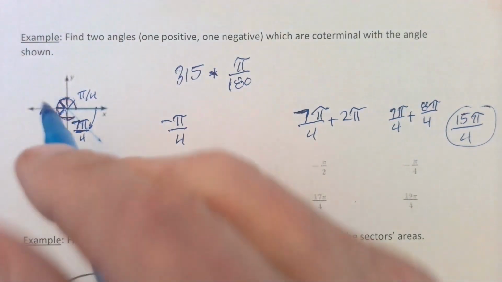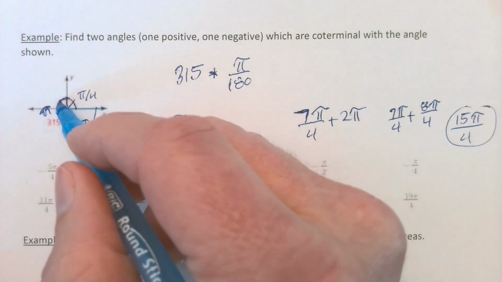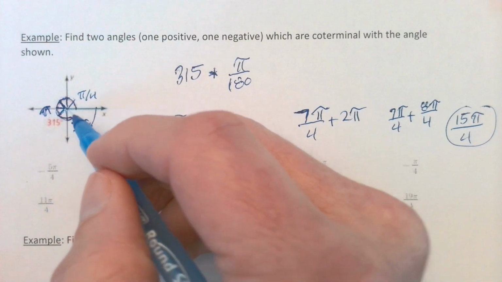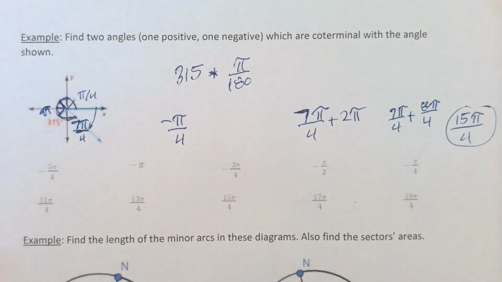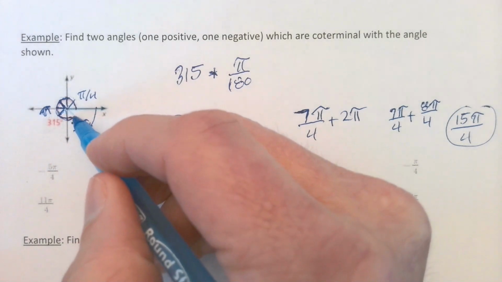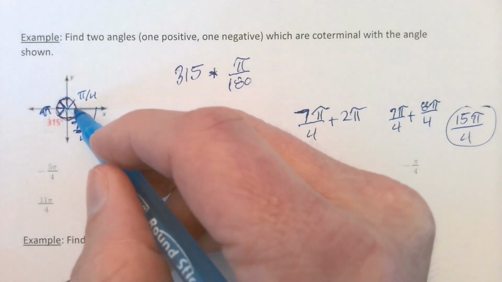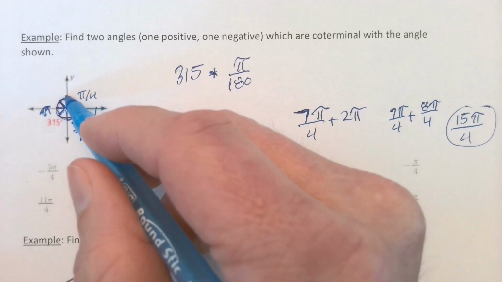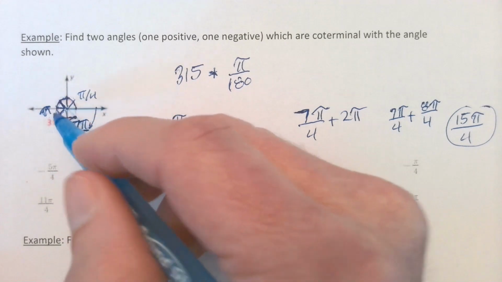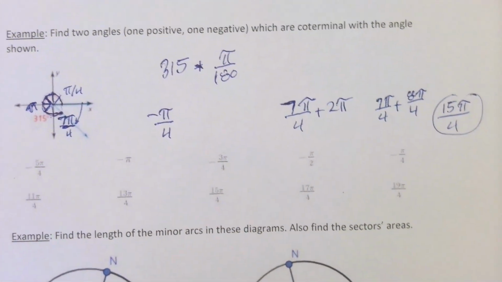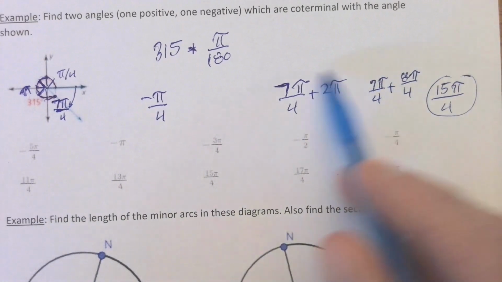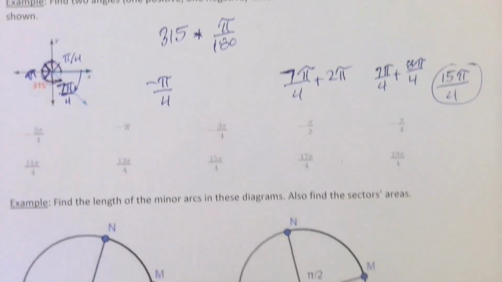Here's a way to just count it out. Ready? 1 pi over 4, 2 pi over 4, 3, 4, 5, 6, 7 pi over 4. Now I need to go all the way around the circle, and that is 8 more of those pi over 4 parts. So ready? 8 pi over 4, 9 pi over 4, 10 pi over 4, 11 pi over 4, 12 pi over 4, 13 pi over 4, 14 pi over 4, 15 pi over 4. You could just count it out like that. I'm trying to give you different ways to go about this. But I think I like this best. You just have to be able to get a common denominator.